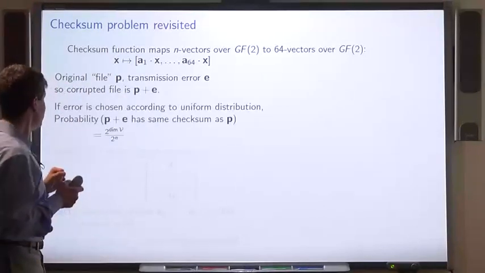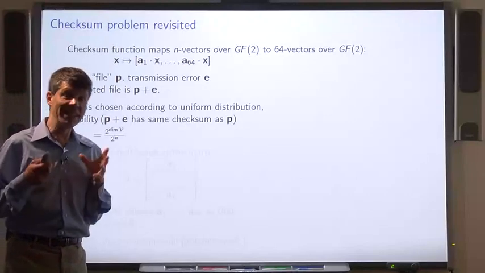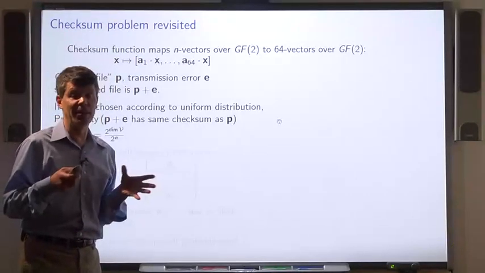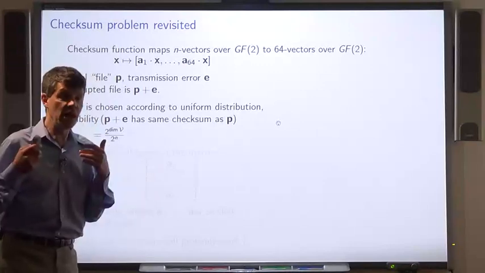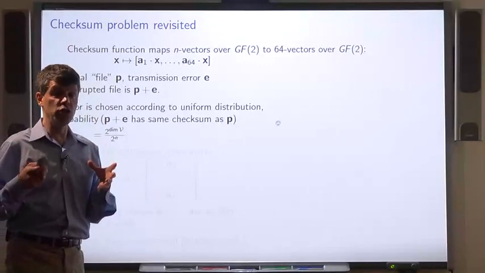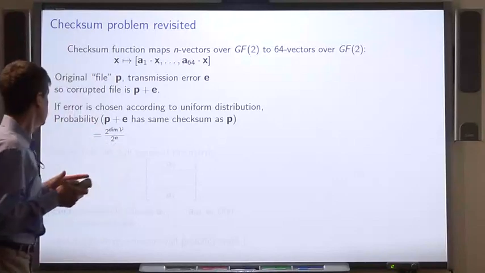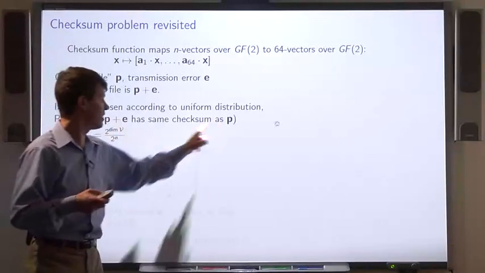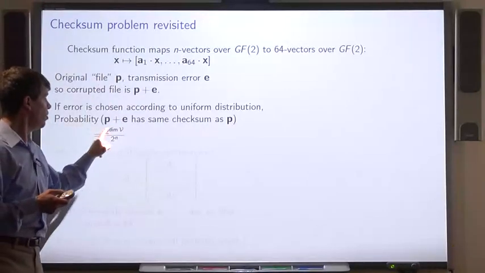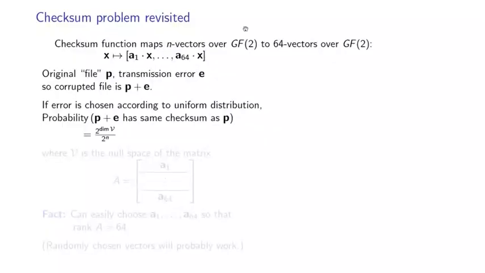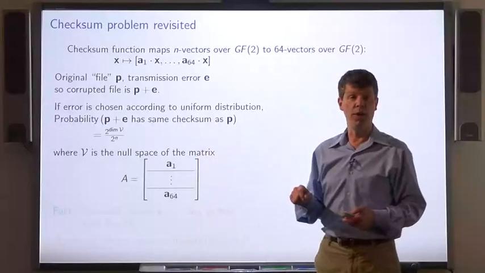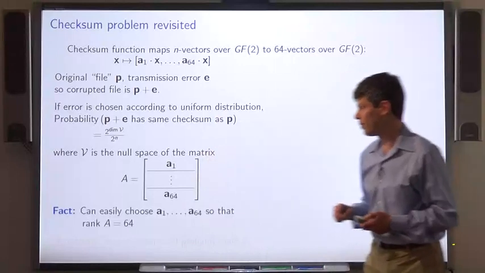And we were interested in finding out the probability that the corrupted file had the same checksum as the original file. We saw that if the error was chosen according to the uniform distribution, the probability that the corrupted file has the same checksum as the original file was 2 to the dimension of V over 2 to the n, where V is the null space of the matrix whose rows are these vectors a1 through a64.